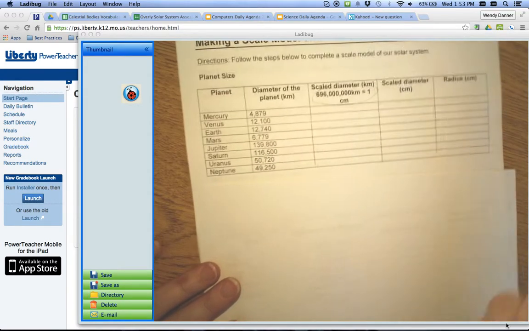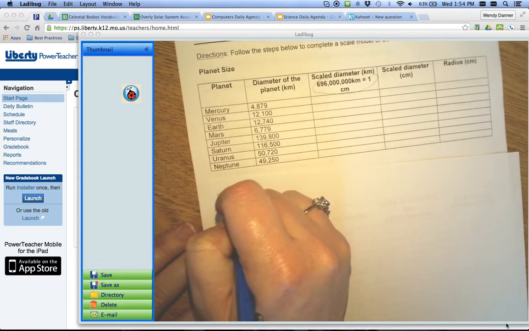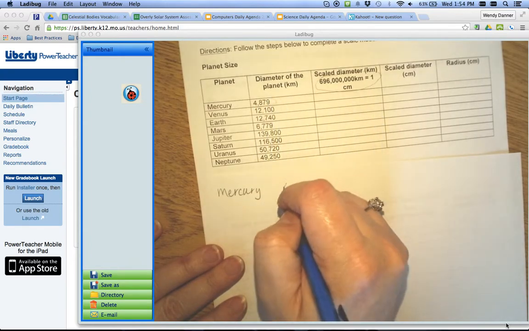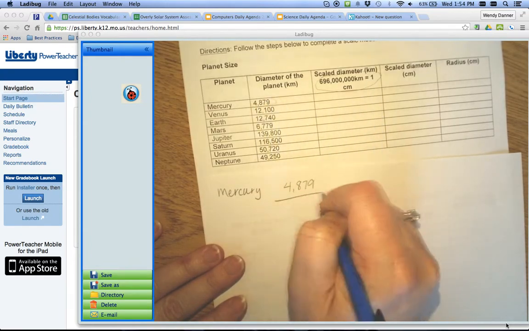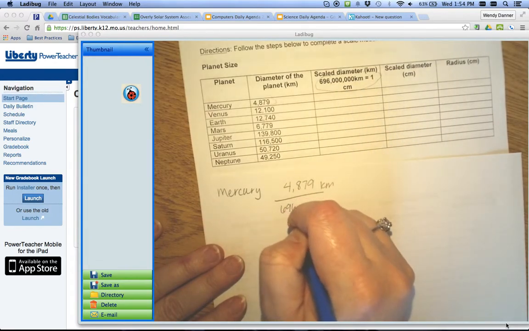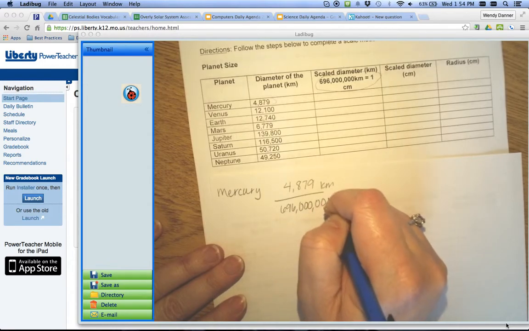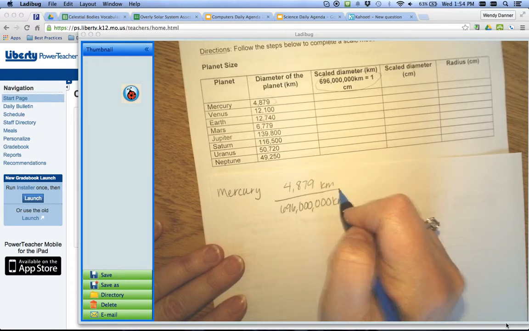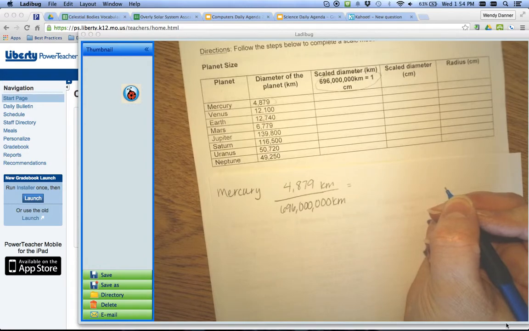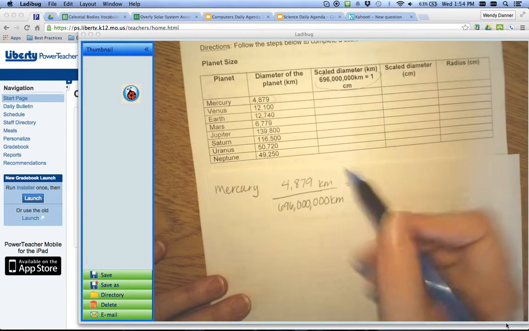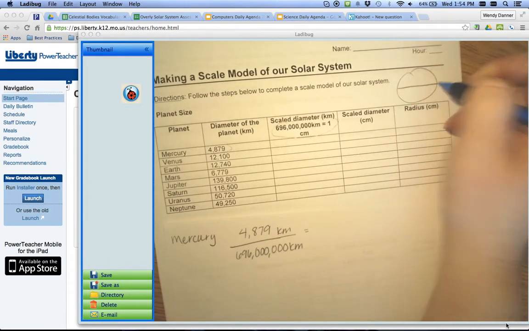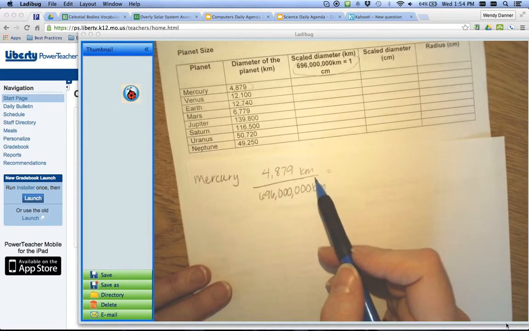So how you do this is, let's start with Mercury. You're going to take the diameter of the planet, 4,879, and divide that by your scale. If you remember from your math class, you probably multiply things because you want to make it bigger. I don't want to multiply it, I want to make it smaller. Remember, diameter is the distance across the planet, and we are going to divide that out.